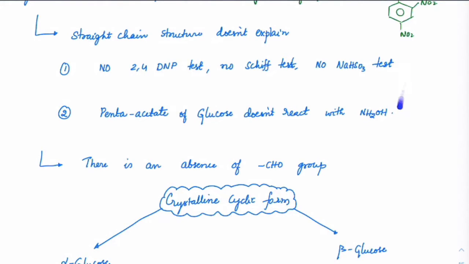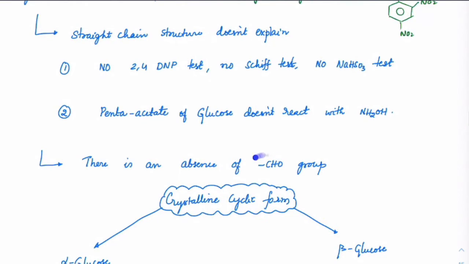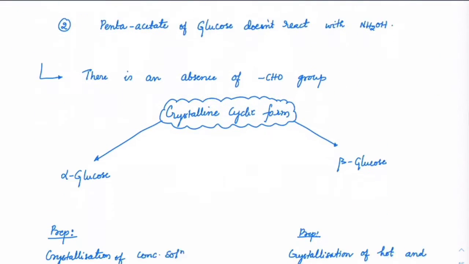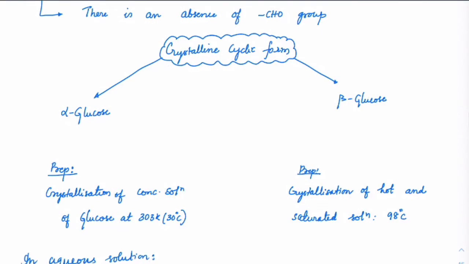So both of these tests are showing that the CHO group is not present in glucose. Now what happened in the glucose? The minute I turned it into an aqueous solution of glucose, something happened by which that CHO is lost. Let us see what might be happening. Glucose has turned into a cyclic structure, got it?